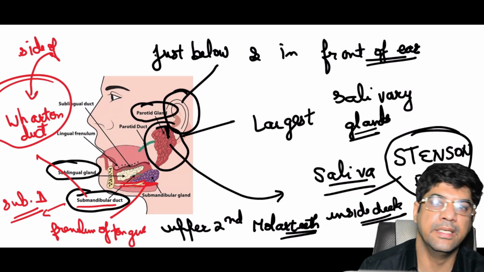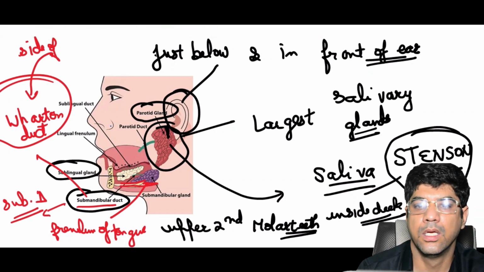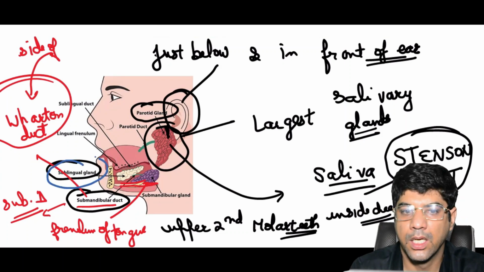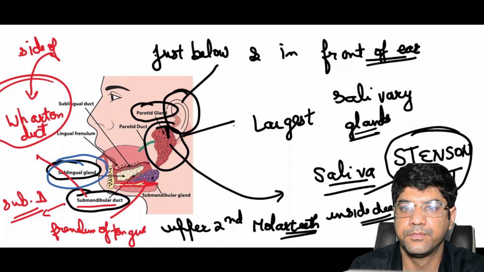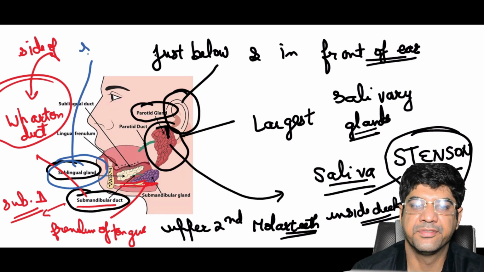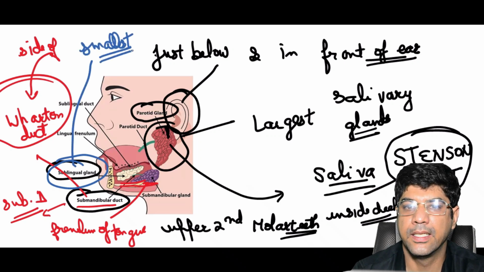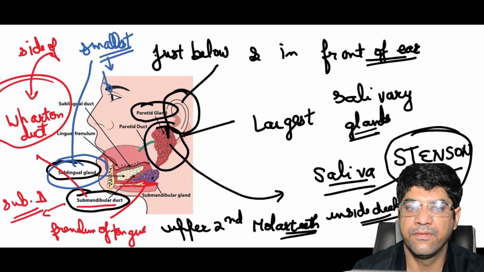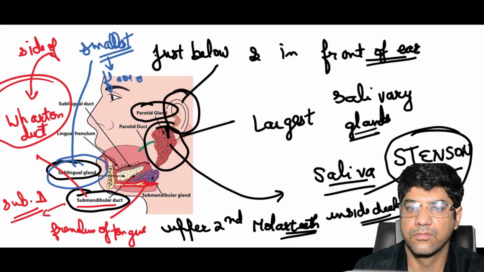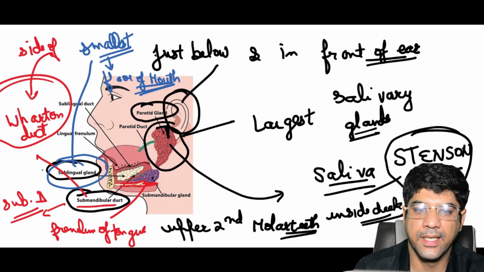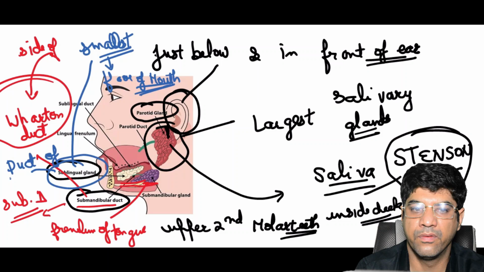Very good. Now the third is the sublingual gland. So which gland is the smallest? It's the sublingual gland that is located in the floor of the mouth. Now what is the duct for the sublingual gland? It is the duct of Rivinus. Remember that.